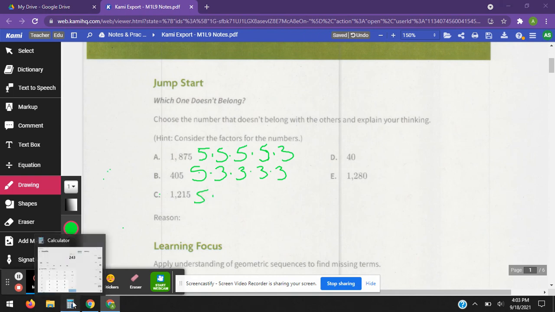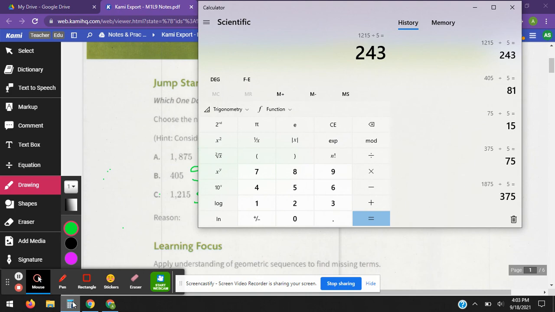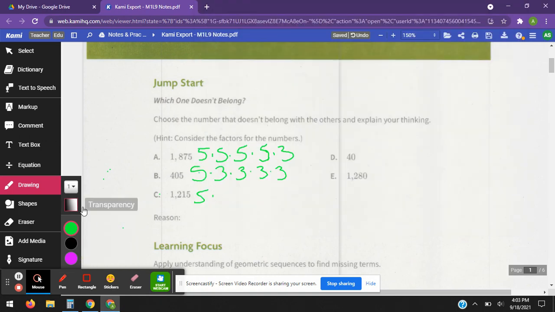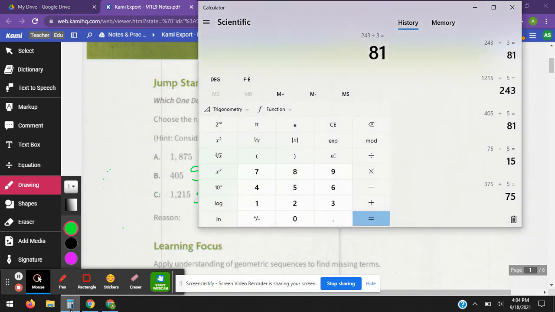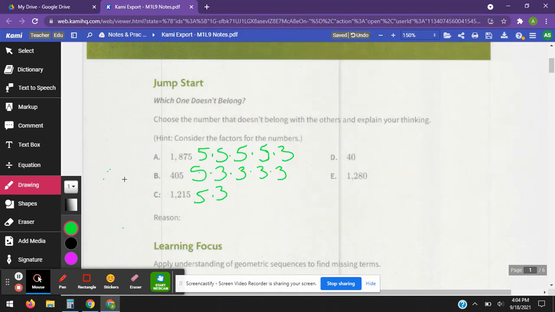Well, since both of the other ones had a 3 in it, let's divide by 3. That one works. And I think it was back to 81, wasn't it? 81. So I know 81 is 4 3s, 1, 2, 3, 4, and the 15. Okay, 40 is 5 times 8, which 8 is really 2s.